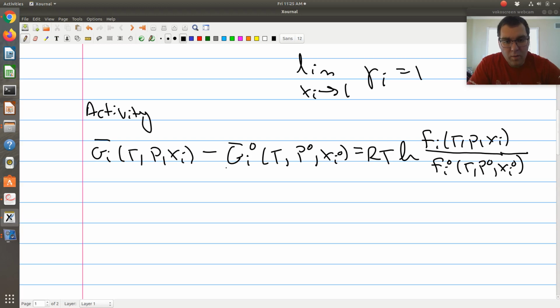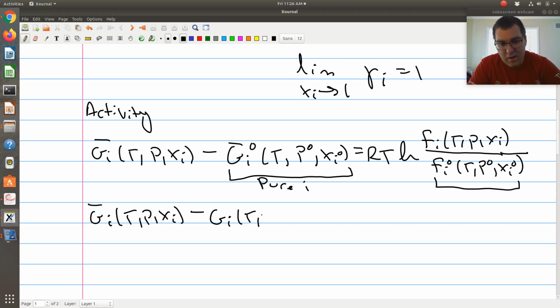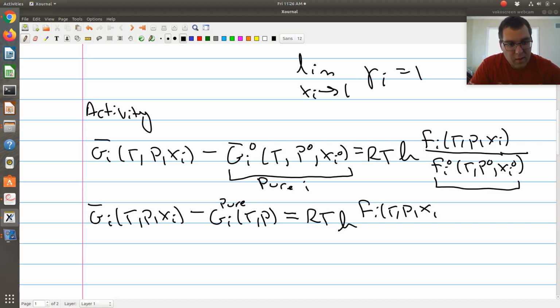Okay, so the idea behind activity is I'm going to take my reference state or standard state to be pure I. So I'm going to look at the pure component limit. So I'm going to rewrite this as g bar I at T, P, and Xi minus, now I could just write this as Gi at T and P. Let me put a pure on there just to clarify that it's pure. So I'm taking my reference state or standard state to be pure I, and that then will be equal to RT log Fi at T, P, and Xi relative to Fi pure at T and P.